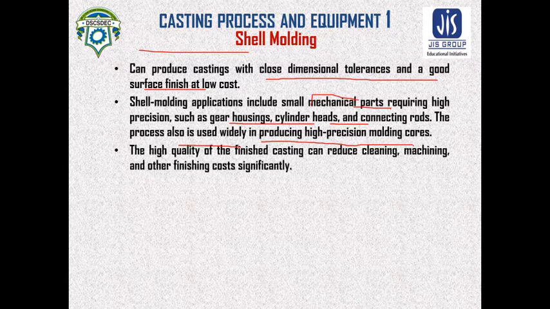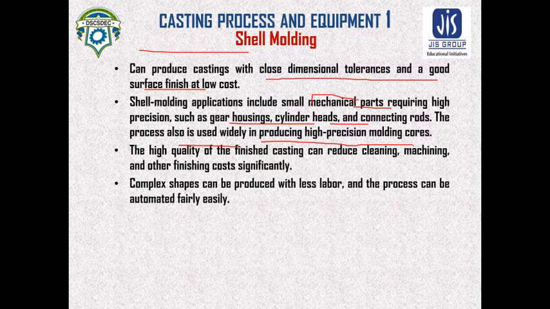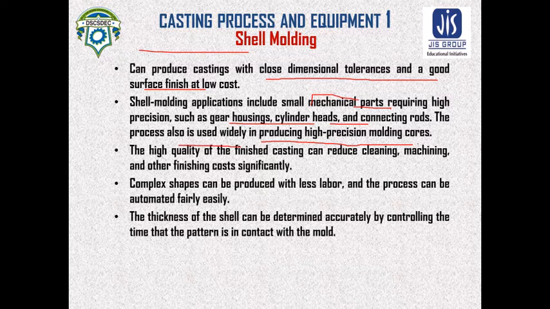Now the quality of the finished casting can reduce cleaning, machining, and other finishing costs significantly. Complex or intricate shapes can be made using shell molding with less labor, and the process can be automated very easily. The thickness of the shell can be determined accurately by controlling the time that the pattern is in contact with the mold.